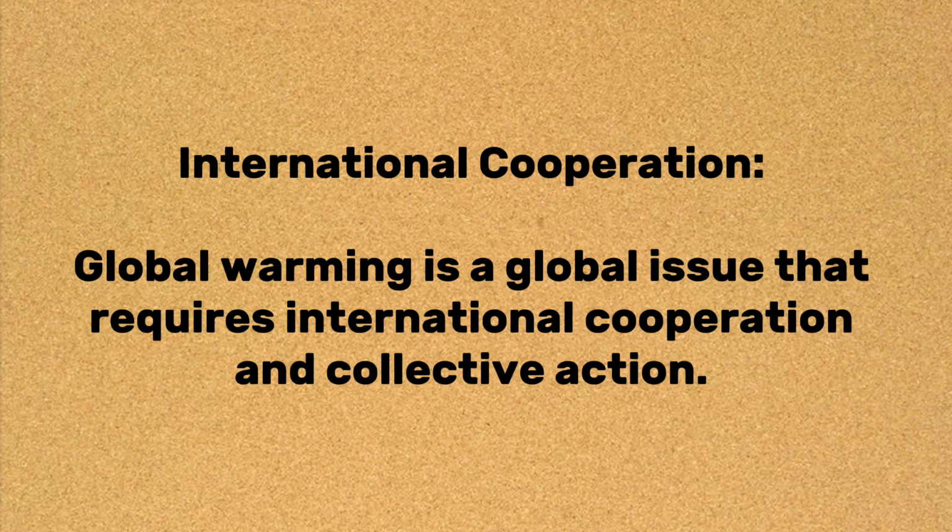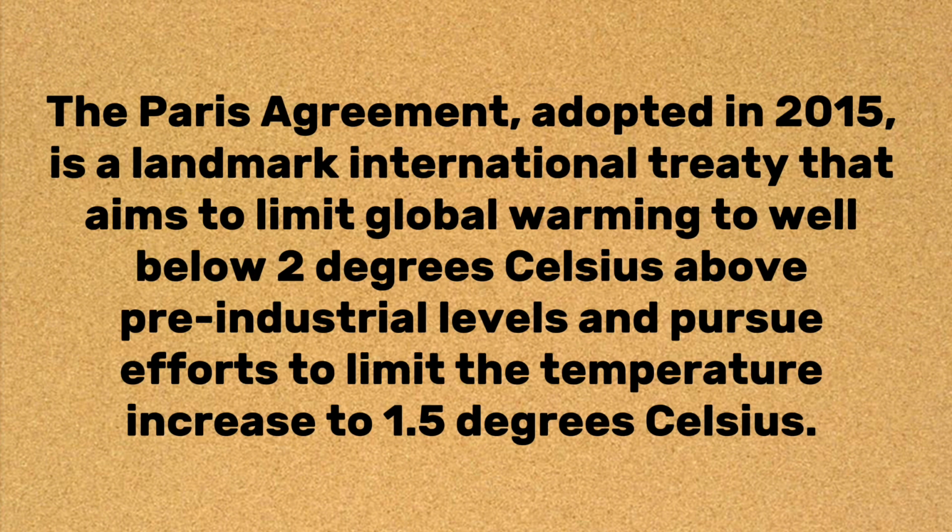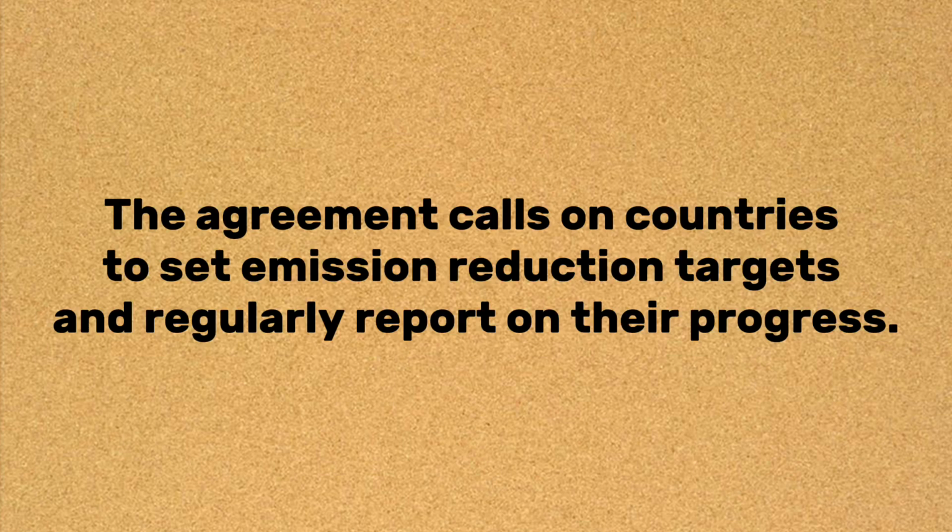International cooperation. Global warming is a global issue that requires international cooperation and collective action. The Paris Agreement, adopted in 2015, is a landmark international treaty that aims to limit global warming to well below 2 degrees Celsius above pre-industrial levels and pursue efforts to limit the temperature increase to 1.5 degrees Celsius. The agreement calls on countries to set emission reduction targets and regularly report on their progress.